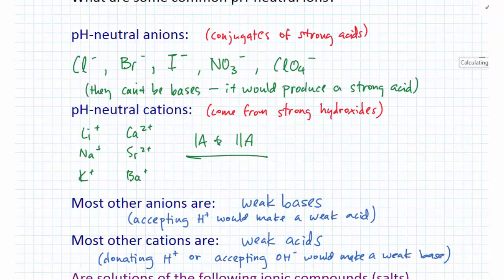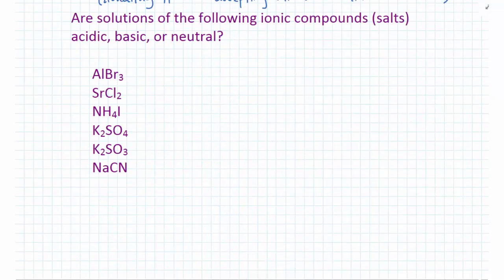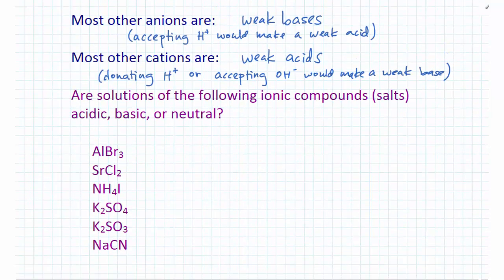So, let's take a look at these ionic compounds. Let's first separate them into ions, and determine, first of all, whether any of those ions are pH neutral, and then whether the remaining ion is a weak acid or weak base. For instance, if I was doing this first one, let's separate into ions: Al3 plus and 3 bromides.